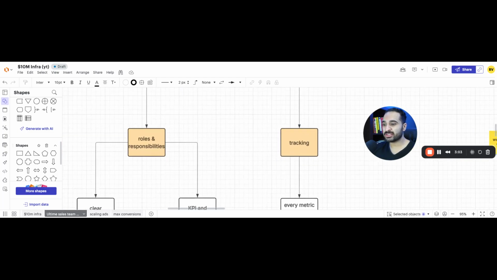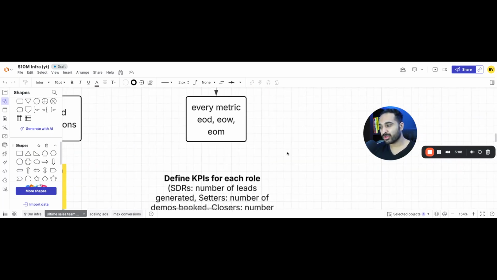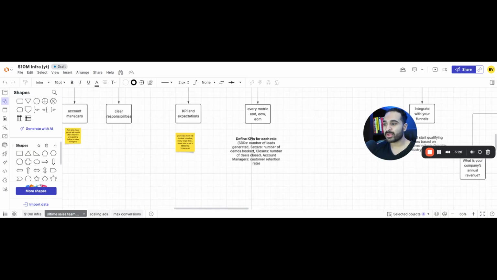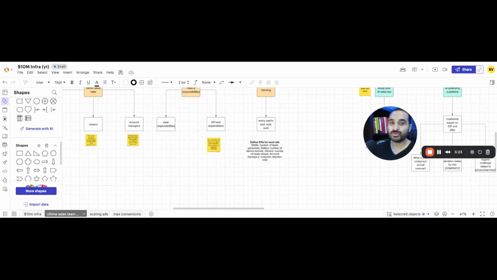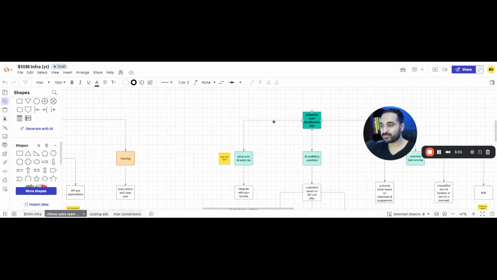And then next is just tracking, which is basically every metric: end of day, end of week, end of month. Make sure you define KPIs for each role. Some major ones are, for SDRs, number of leads generated. For setters, it could be number of demos booked. Closers, number of deals closed. Account managers, customer retention rate. Again, I'm not going to get too deep into KPIs because it's a ton that we track. But the important part is you know that you need to be tracking KPIs for every role.